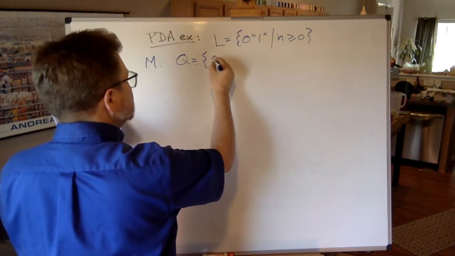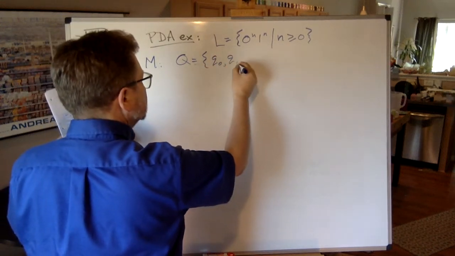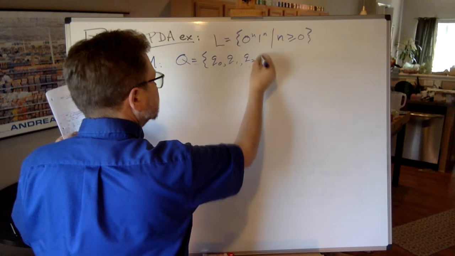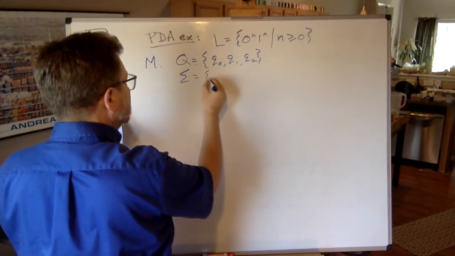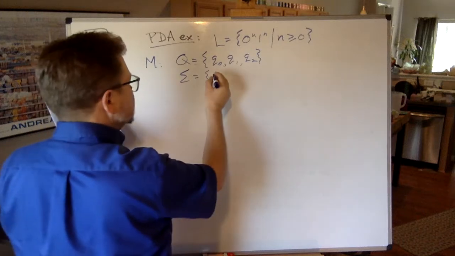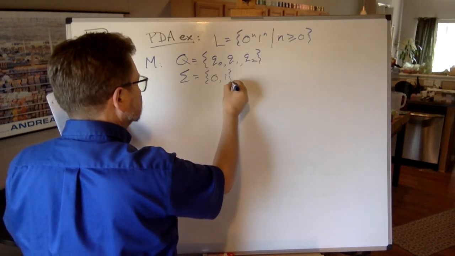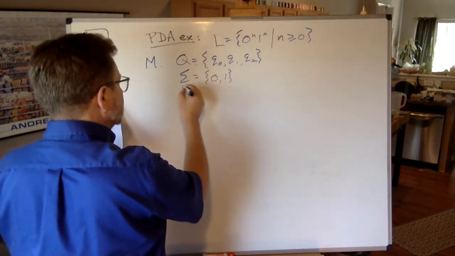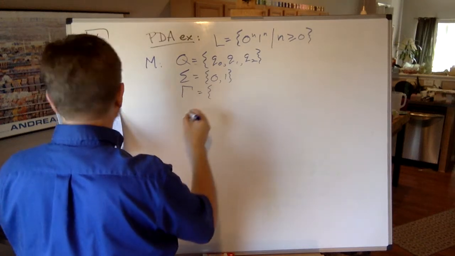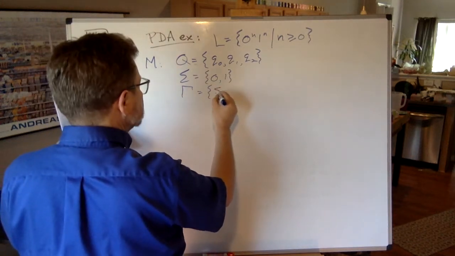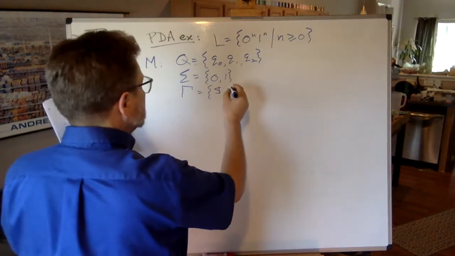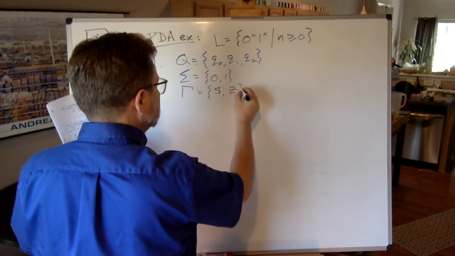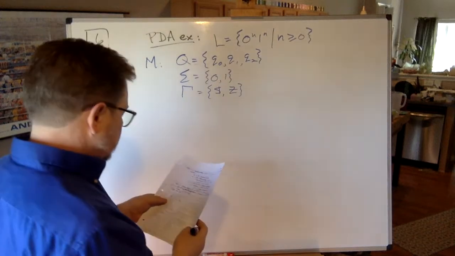Q is going to have 3 states, Q0, Q1, Q2. What else have we got? Capital sigma, well, that's easy to reverse engineer. It looks like it's going to be zeros and ones. Here's new stuff, capital gamma, the stack alphabet. It's got to have the $ in there. That's required. That's going to mark the bottom of the stack. And the only other one I need is a capital Z. And we'll see what role that plays in just a second.